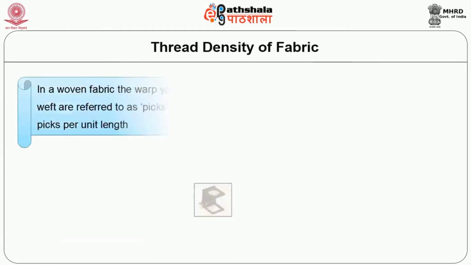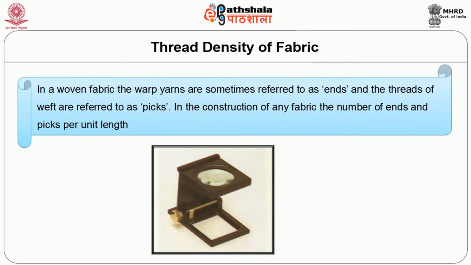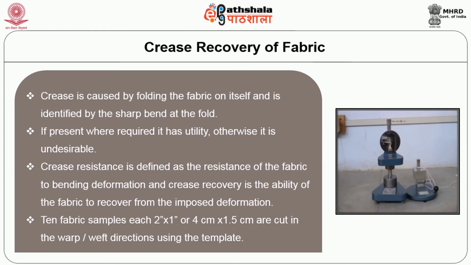Then how to find the thread density of the fabric, that is ends per inch and picks per inch. We are using the counting glass. By using the counting glass, we have to manually count the warp and weft threads per inch. Then another important surface property of the fabric is the crease recovery of the fabric. Crease is caused by folding the fabric on itself and is identified by the sharp bend of the fold.